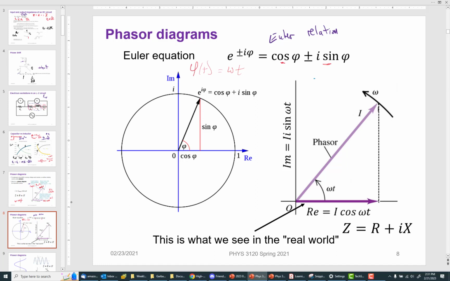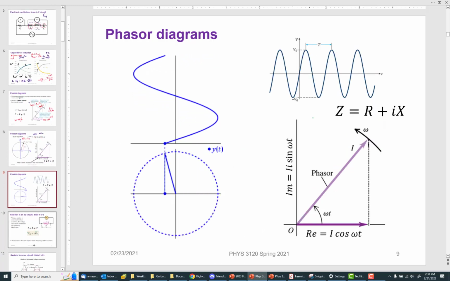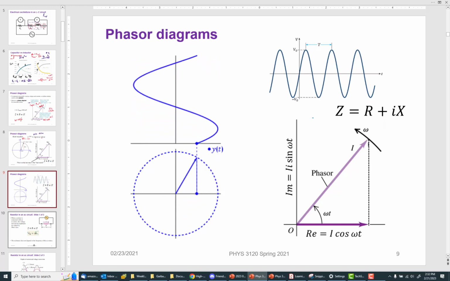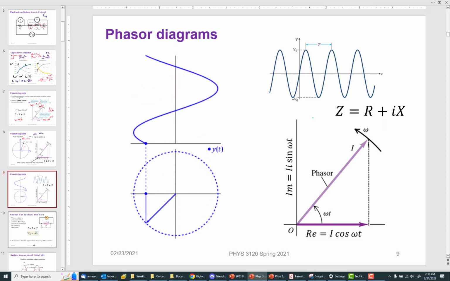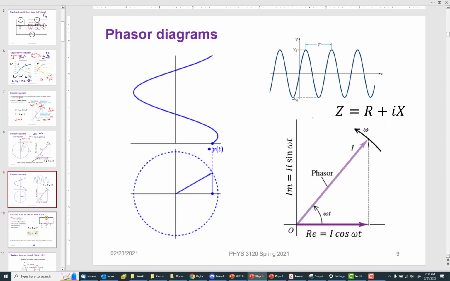I don't know if any professor has ever said that to you before. I know mine never did. It took a long time for me to figure it out. So you notice that when the phasor crosses the y-axis, the output is at 0 because that's the imaginary axis.